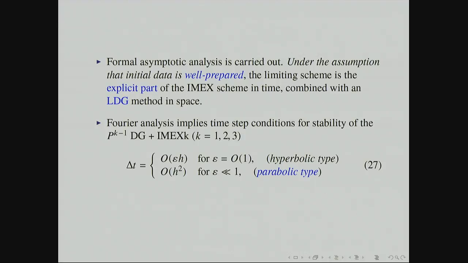What we find is, when epsilon is order one, so namely your problem is transport in nature, we get a hyperbolic type time step condition, where delta t is on the scale of delta x, that's h here. However, for small epsilon, you have a diffusive equation with an explicit method, so we get a parabolic type time step condition. This is pretty rigid, but it's expected because we're working with an explicit method.